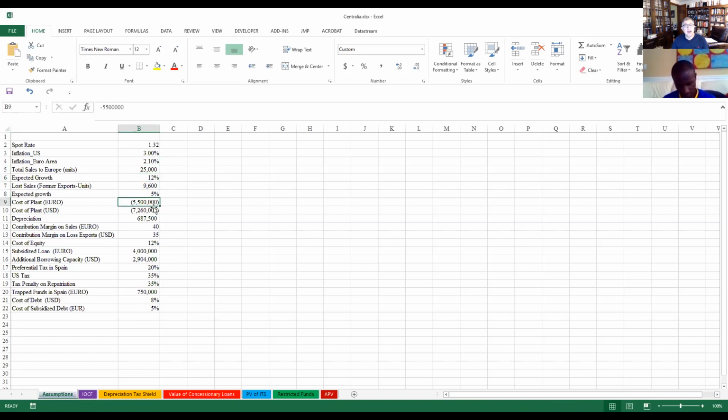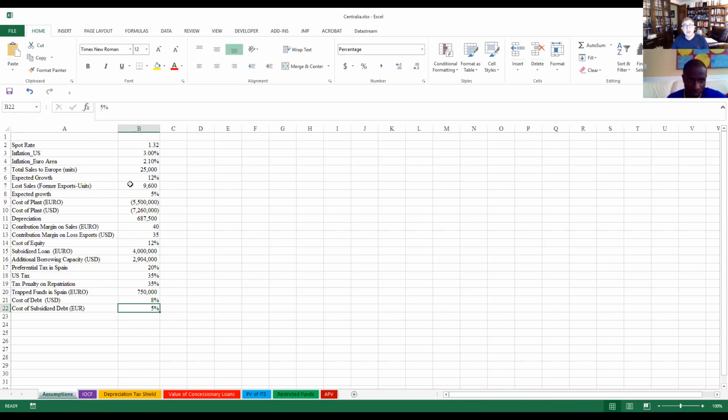So if they make, let's say, a $7,260,000 investment, this is the amount of investment that they're going to make, right? Normally, they would fund about 2.9 million, 40% of this, with debt. So the Spanish government, in order to attract foreign investors to the region, is offering a 4 million euro subsidized loan at a cost of 5%. So this is the cost of the subsidized loan, which is 5%.